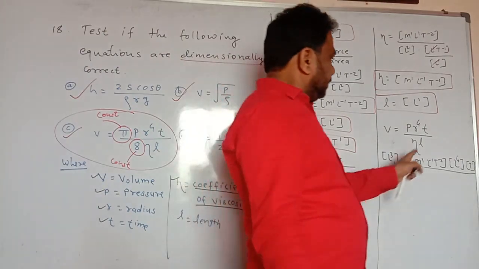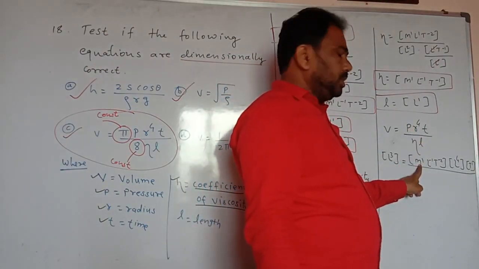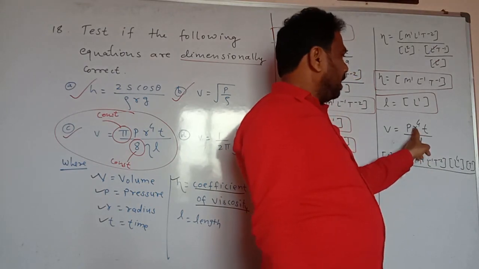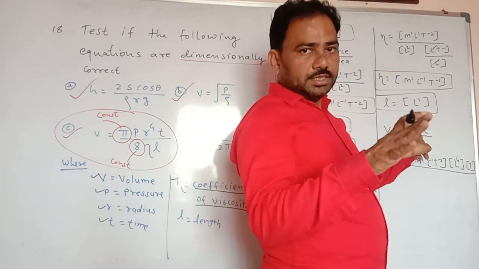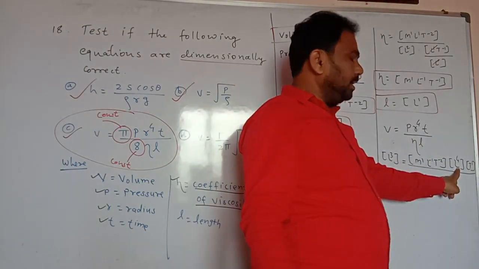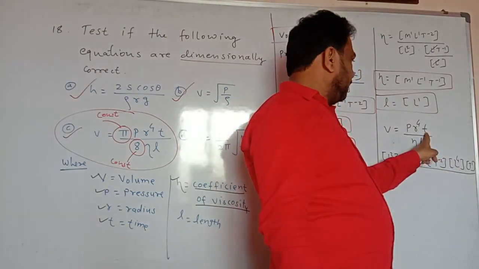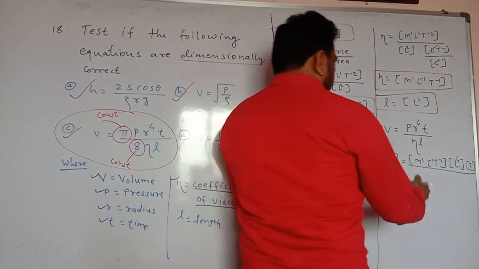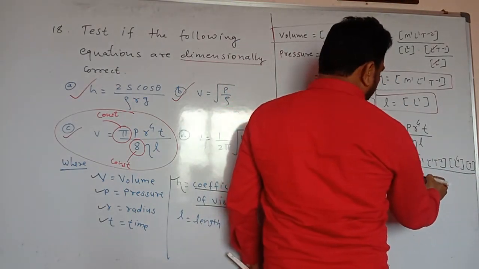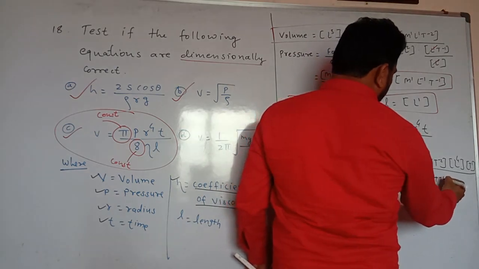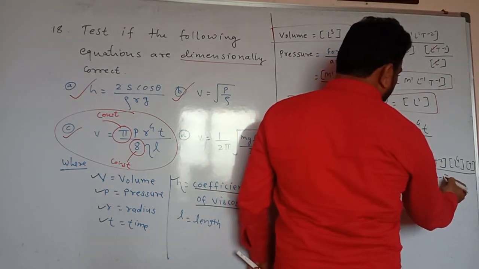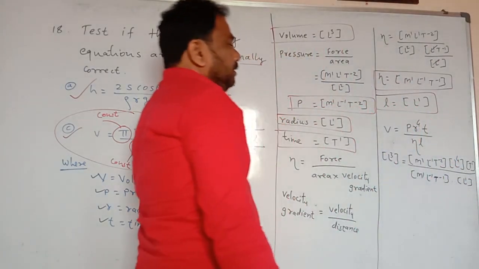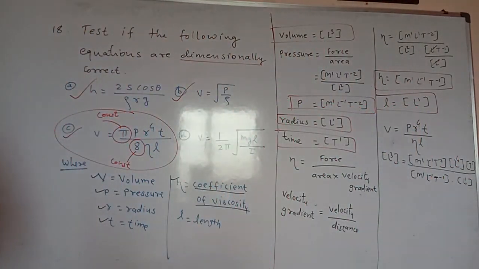So just put the dimension of pressure here, M1 L minus 1 T minus 2, r to the power, r means what? Radius, that is length, so that's why we are writing here L4, t, that is T1, and the dimension of coefficient of viscosity is M1 L minus 1 T minus 1 into L. L means what? L1. So now we have to calculate these equations.